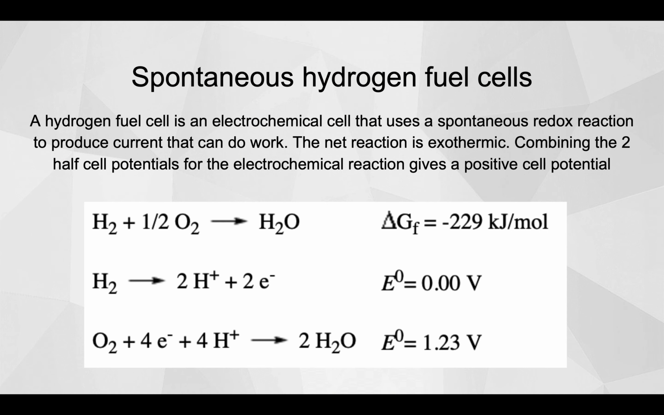Alright, next I'm going to talk about hydrogen fuel cells, which are an alternative way to create energy that is more environmentally friendly. A hydrogen fuel cell is an electrochemical cell that uses a spontaneous redox reaction to produce current that can do work. The net reaction is exothermic. Combining the two half-cell potentials for the electrochemical reaction gives a positive cell potential.